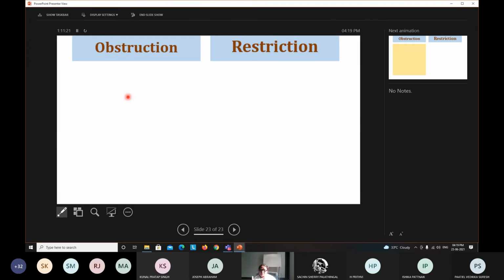So this has to be clearly understood, what type of disease the person has, because causes for obstructive lung disease and causes for restrictive lung disease are different. So we need to understand first whether it is obstructive lung disease or restrictive lung disease.